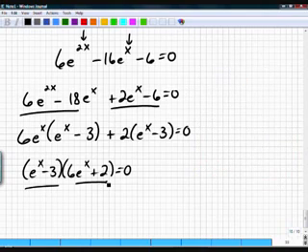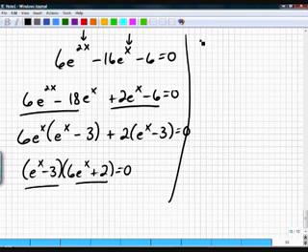Okay, this times this is 0. This is your zero product property. If two things are multiplying to give you a 0, one or the other has to be 0. So first off, e to the x minus 3 could be 0. Let's solve that first, one at a time. e to the x minus 3 is 0. How do you solve that? e to the x equals 3.